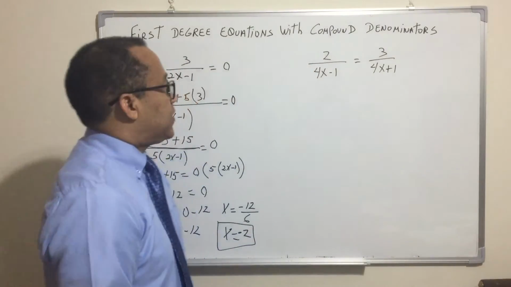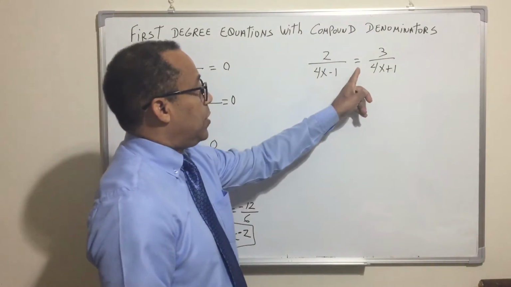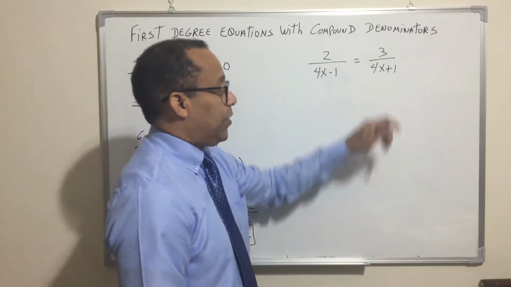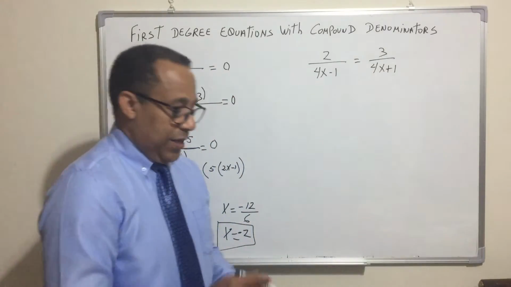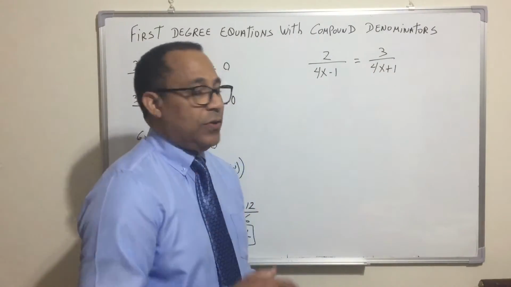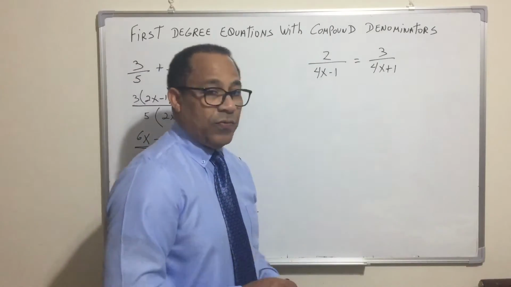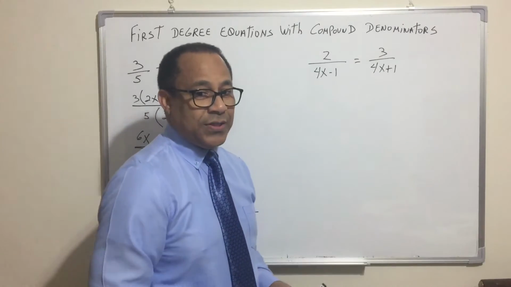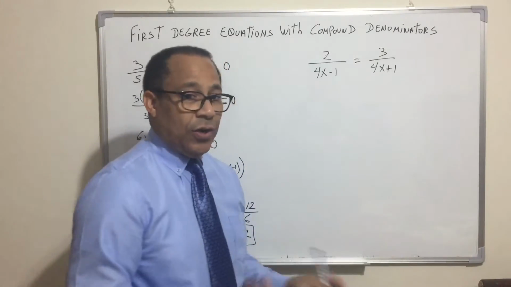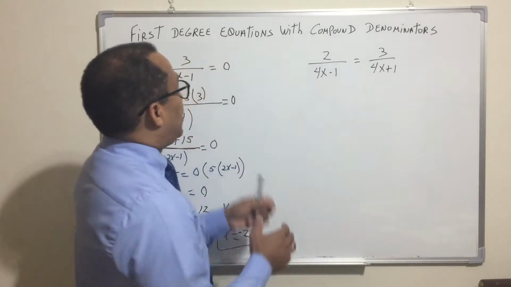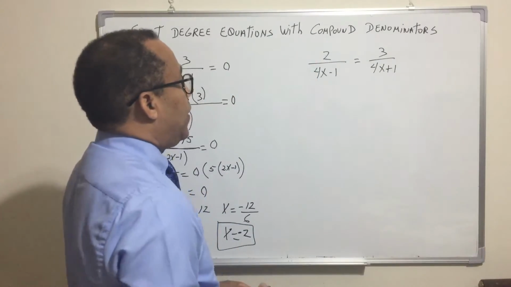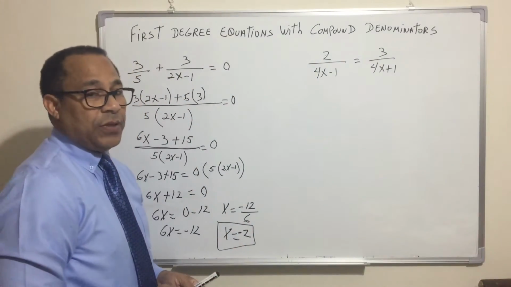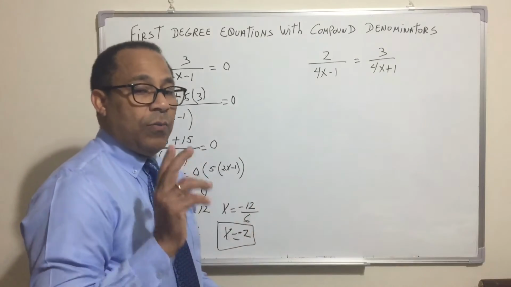Our second exercise is also an equation, and it has compound denominators. And if you remember one of our last videos, this equation can be solved also using proportions. And this time we are not going to use proportion because the equation will be solved by finding the common denominator, but it can be done both ways.